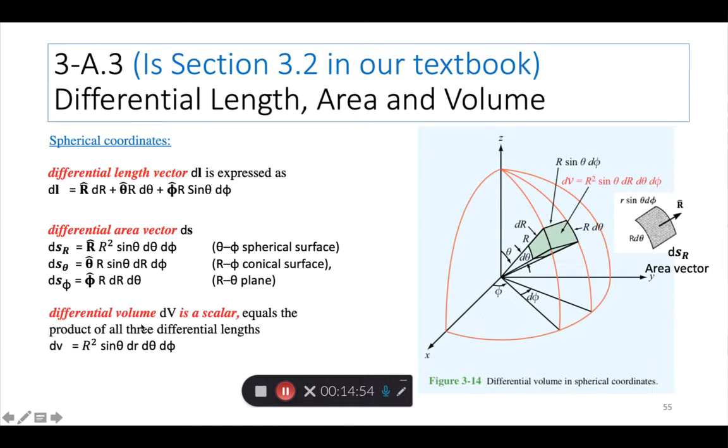Lastly, the differential volume dV is a scalar. It doesn't have direction, and the magnitude of this dV is r square sine theta dr d theta d phi. Okay, so this is the volume.